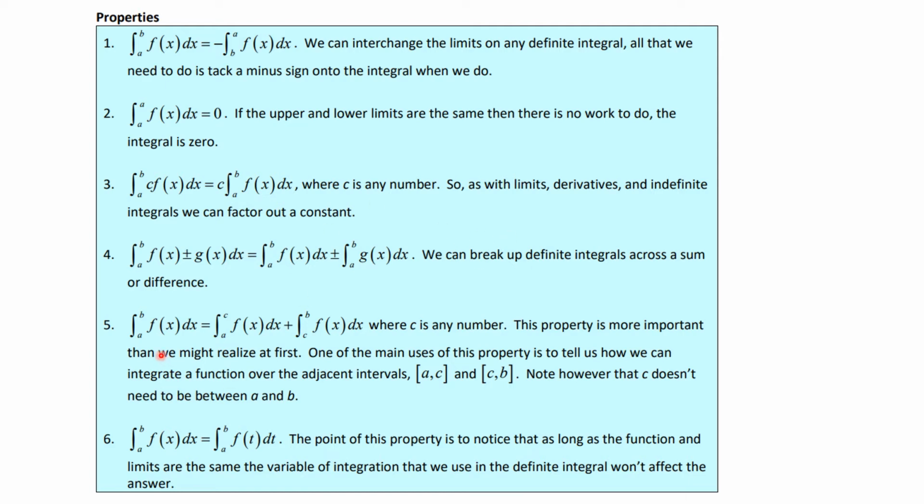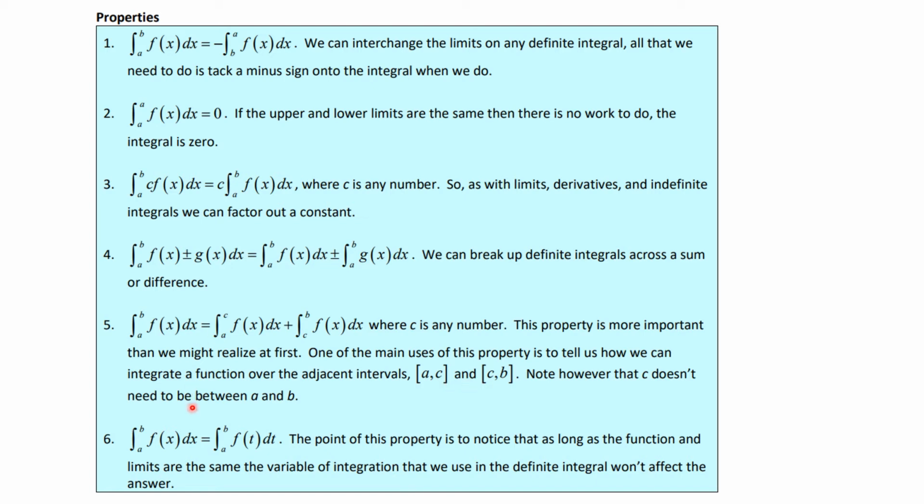This next one is a little more complicated. The definite integral from a to b of f of x dx is equal to the definite integral from a to c of f of x dx plus the integral from c to b of f of x dx, where c is any number. Now, as it says, this property is more important than you at first might realize. One of the main uses is to tell us how we can integrate a function over adjacent intervals. Sometimes there will be a singularity, and there will be other reasons that we'll do this. But note that c doesn't need to be between a and b, although if it is between a and b, it's probably even more obvious as to why it is true.